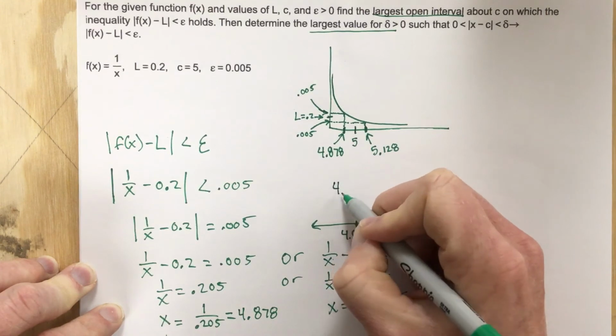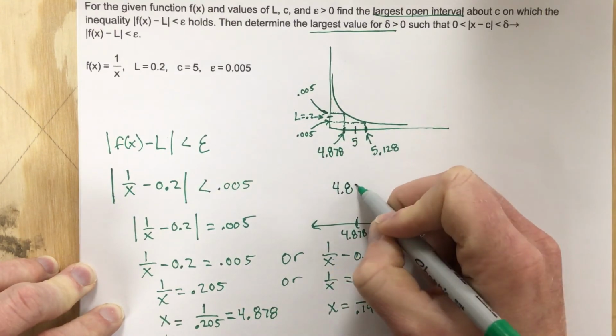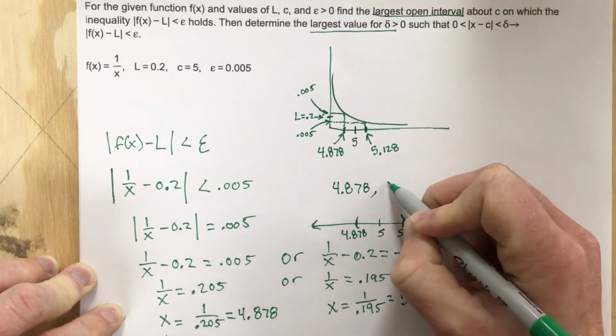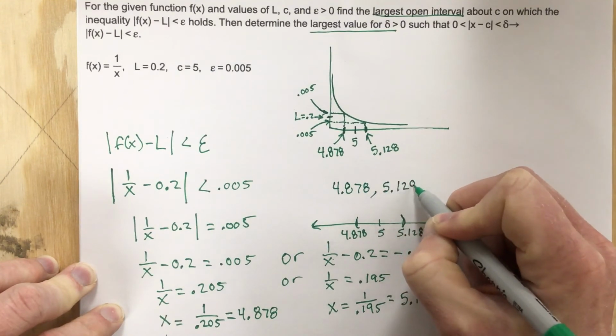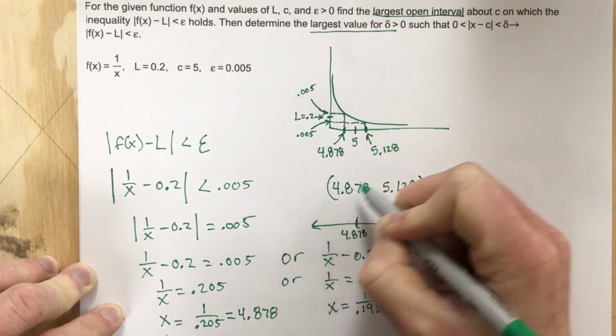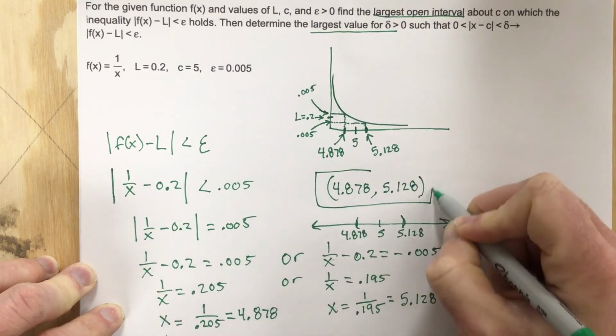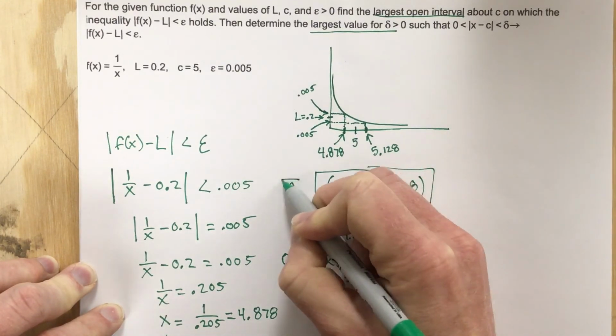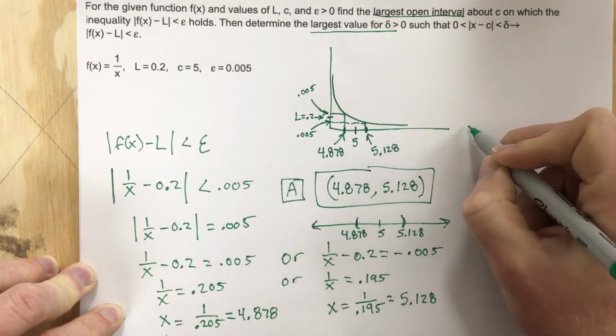So we're going to say 4.878, comma, 5.128. This is our open interval for part A.